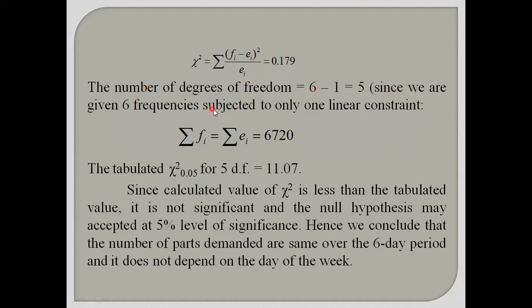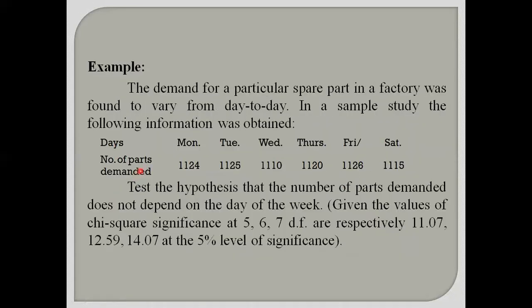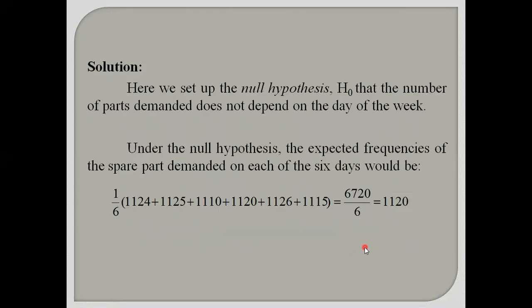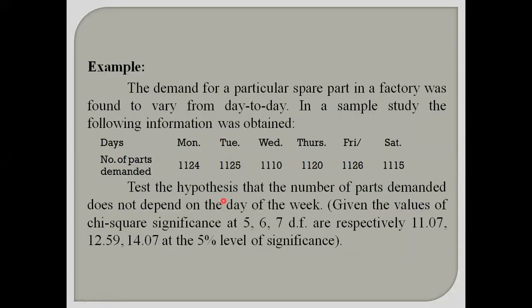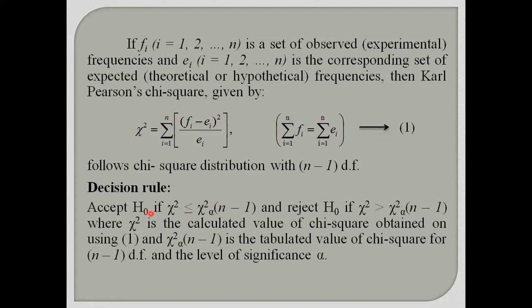Since we are given 6 frequencies subjected to only one linear constraint, that summation Fi equals summation Ei, which is 6720. The tabulated value is given in the question itself: for 5 degrees of freedom, the value is 11.07. In the definition we have seen, we can accept the null hypothesis if the calculated value is less than or equal to the tabulated value.